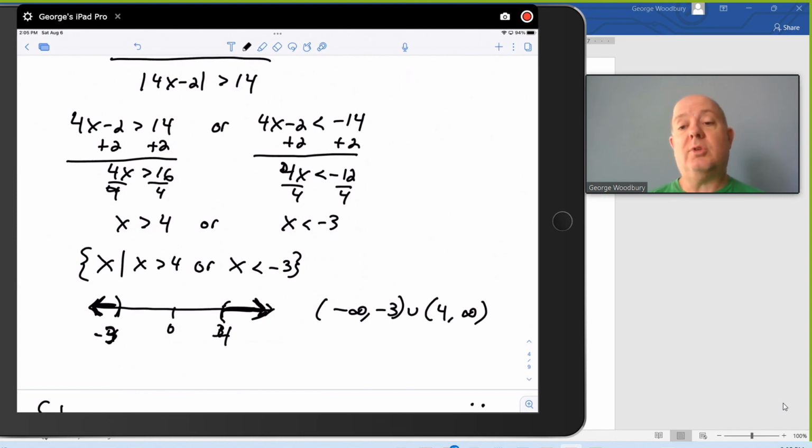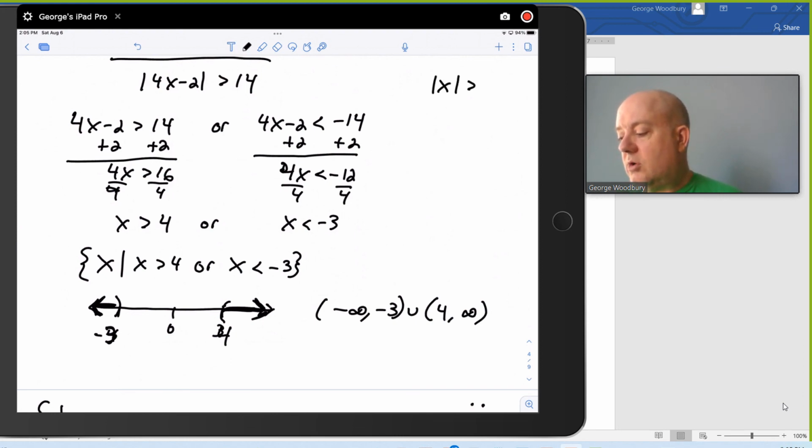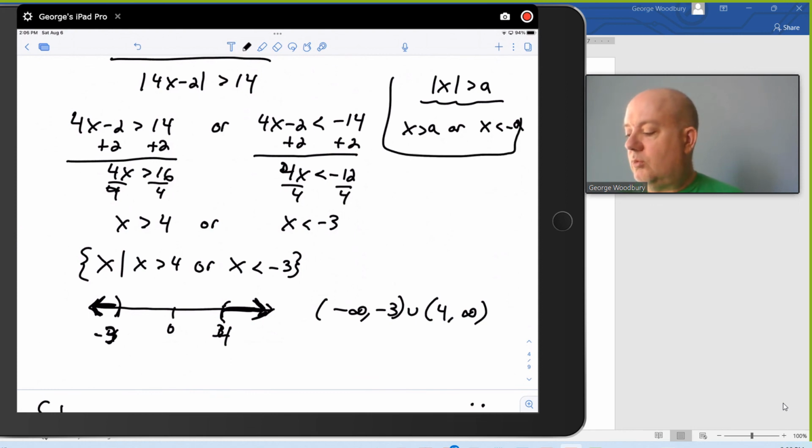Some note cards would be really helpful here. And on the front of one note card, you could have something like this, absolute value of x greater than a. And on the back, you could write x is greater than a or x is less than negative a. That's one card. And then you can make another one for less than a and equal to a. I think it's a good idea.